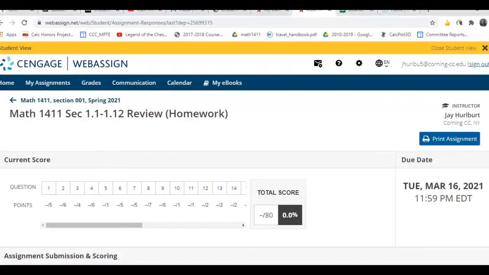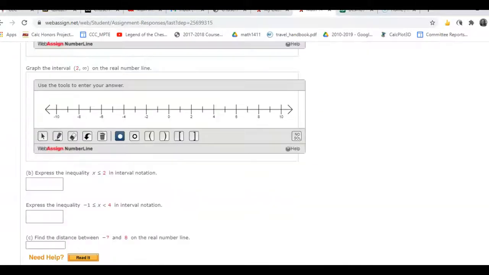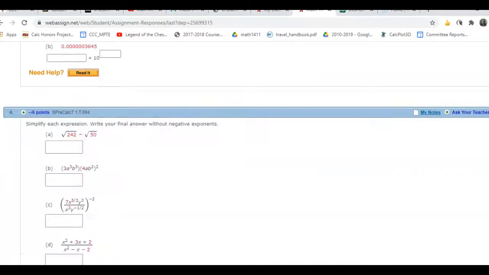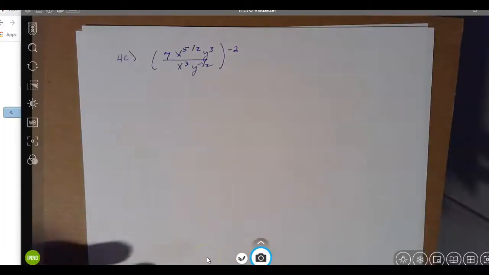All right, for 1411 review, there were some questions on problem 4, certain parts. So 4C in particular was asked for: 7 times x to the 5 halves y cubed divided by... now this is my version. Please make sure that you are following along and then try it with your version. It says simplify each expression, write your final answer without negative exponents. So this is what I have.